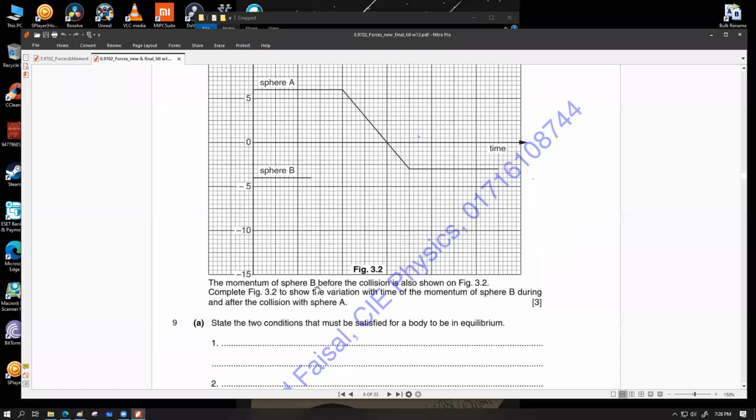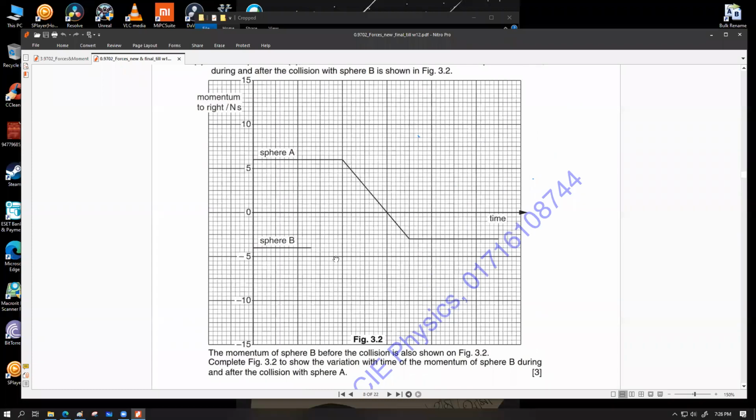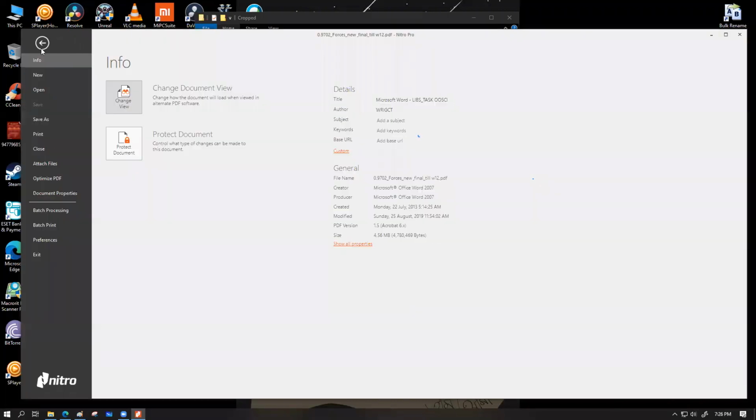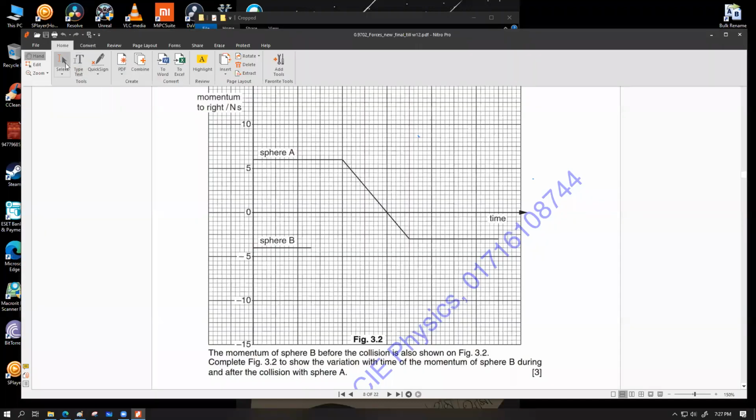The question says the momentum of sphere B before the collision is also shown in figure 3.2. Complete the figure 3.2 to show the variation in time t of the momentum of sphere B during and after the collision with sphere A. So we are expected to draw this same graph for sphere B. How can we draw that? I want to show you that part.